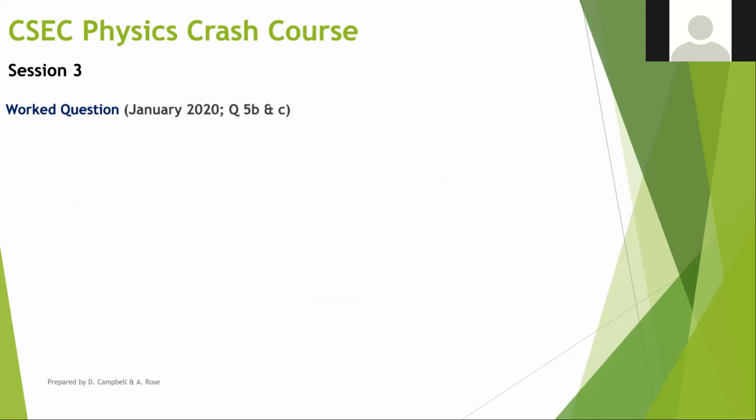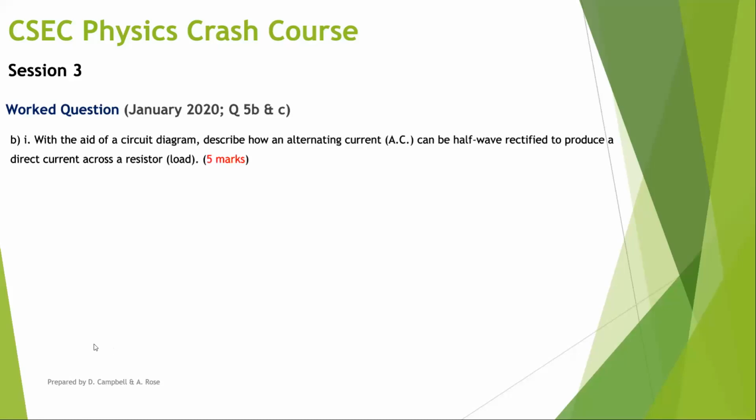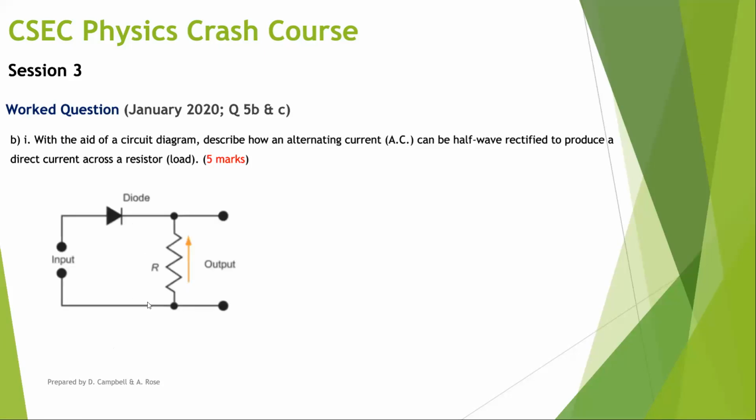All right, good afternoon, everyone. This question is from the January 2020 paper, the recent paper from last year. And we are looking at question 5B and C. The first part says that with the aid of a circuit diagram, you should describe how an alternating current, which is AC, can be half-wave rectified to produce a direct current or DC across a resistor. And that's 5 marks.